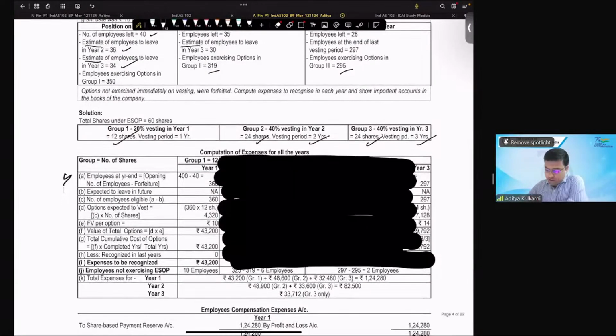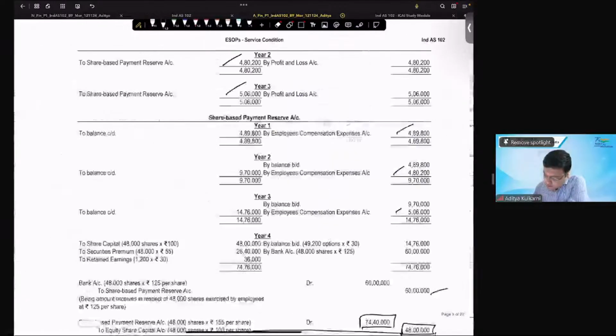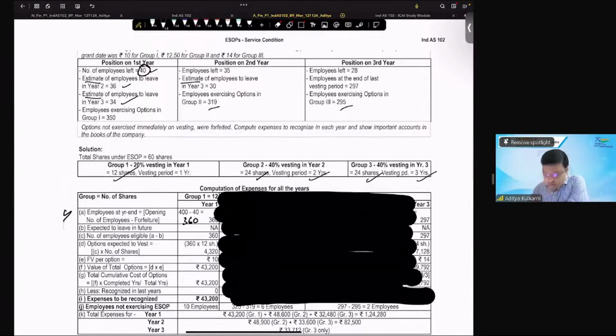Now, year one, how many employees left? 40 employees left. We started with 400 employees. That means how many are left? 360. Out of 360, how many have exercised the options? 350. That means 10 people have not exercised the options. Are we okay with this? Yes, sir.